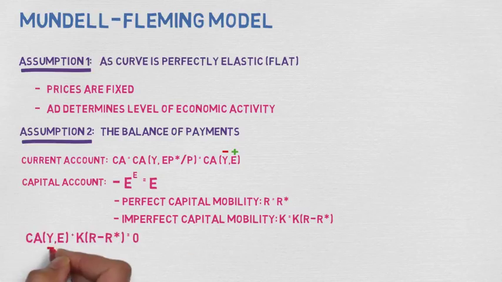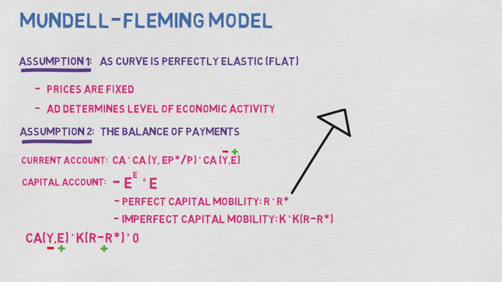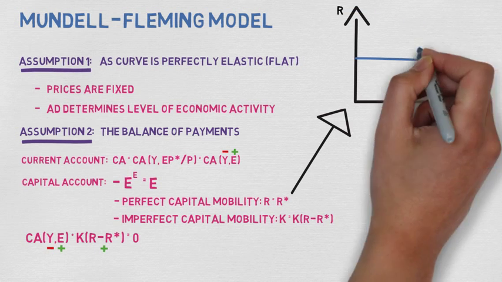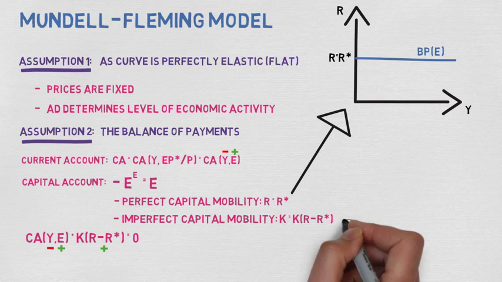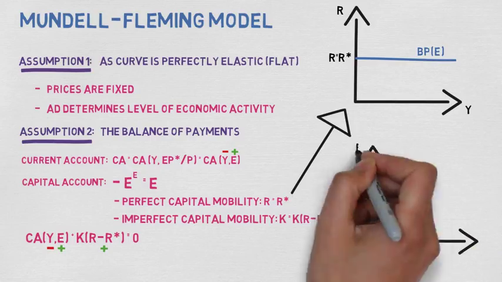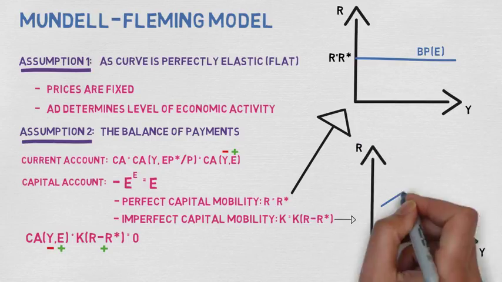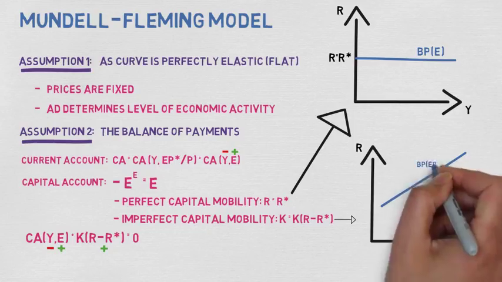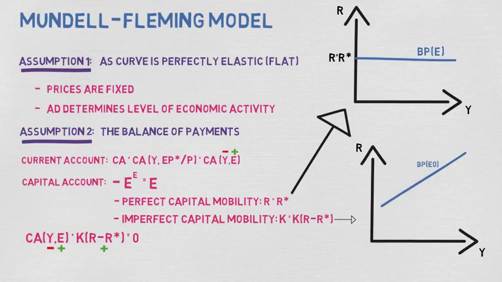Combining these things, we create a balance of payments relation where the flow of capital finances the current account deficit or absorbs the surplus. In the case of perfect capital mobility, we can see that the balance of payments curve is flat. With imperfect capital mobility, the balance of payments curve is no longer flat. If there is a depreciation in the exchange rate from E0 to E1, the balance of payments curve shifts down from BPE0 to BPE1.